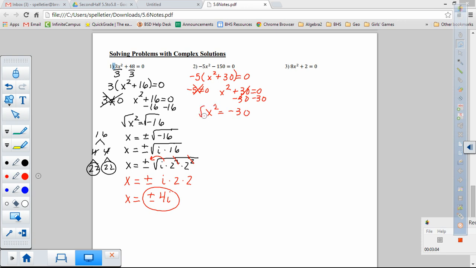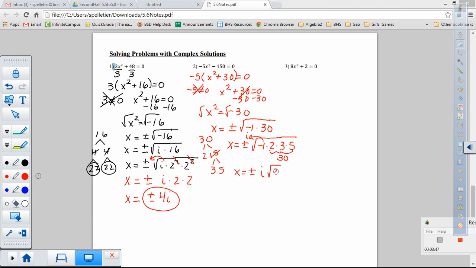And then we're just going to square root both sides of the equation. So x is going to equal plus or minus the square root of negative 1 times 30. Let's break down our 30. 2 and 15, 3 and 5. That's going to tell me that there are no perfect squares under the radical. So I have negative 1 times 2 times 3 times 5, right? And I can't do anything with 2 times 3 times 5, so I might as well just leave that as 30, since I can't break it apart, but I can take this out as my i. So I'm going to have x equals plus or minus i square root of 30.